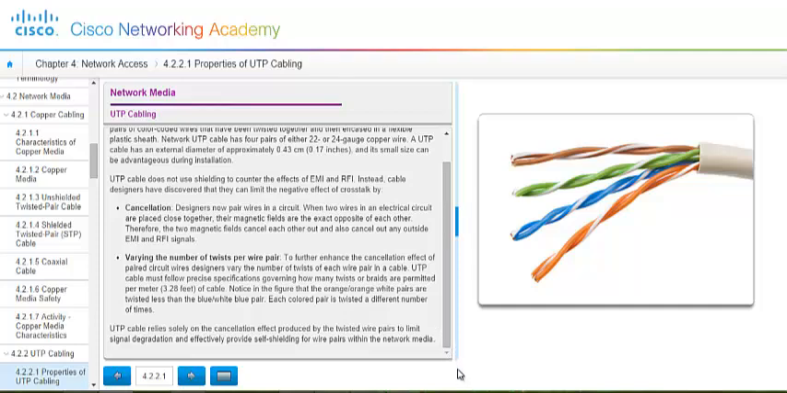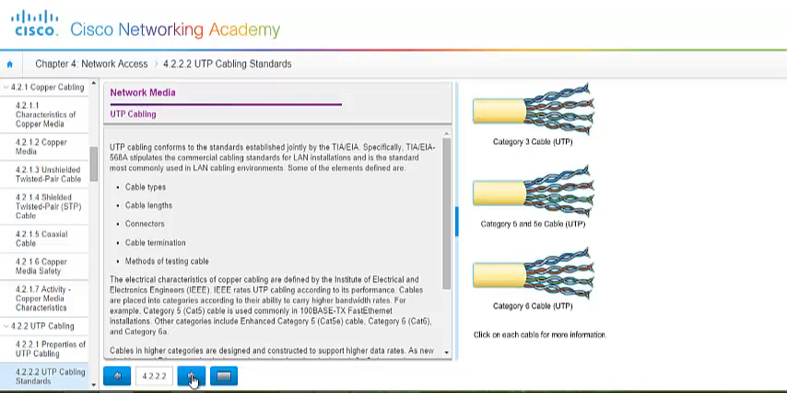The UTP cable relies solely on the cancellation effect produced by twisting the wire pairs together. Also with UTP cabling, it conforms to the standards established jointly by the TIA and EIA. Specifically, 568A stipulates the commercial cabling standards for LAN installations and is the standard for most commonly used LAN cabling environments. Some of the elements that are defined are the cable type, the cable length, what type of connector we're going to use, and the method of testing the cable.